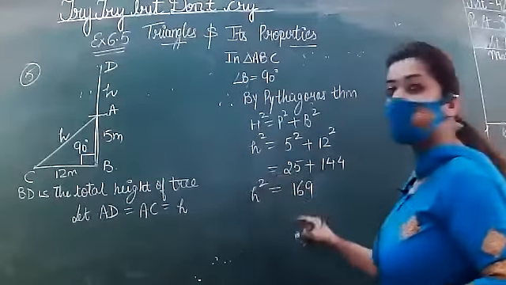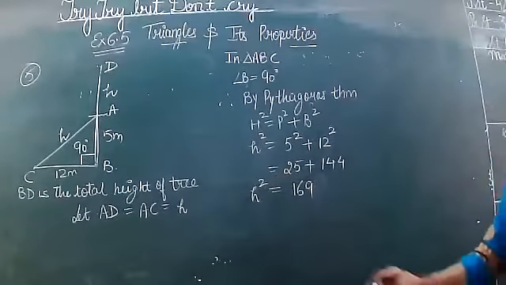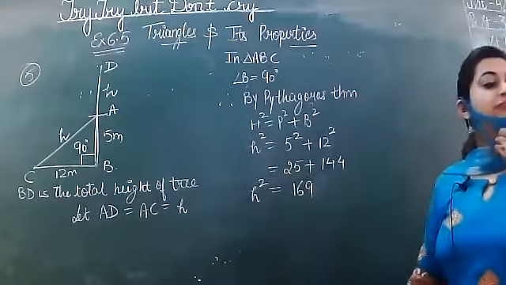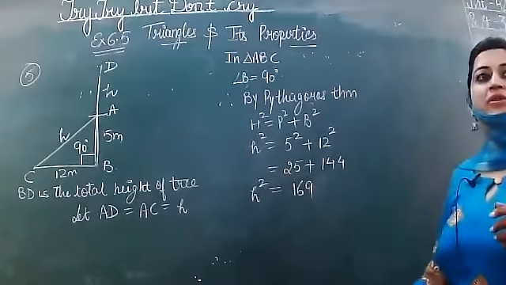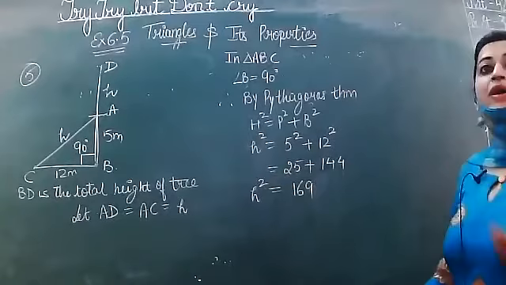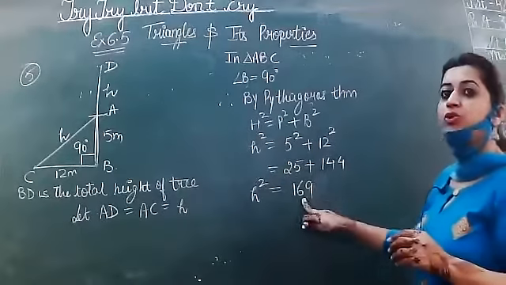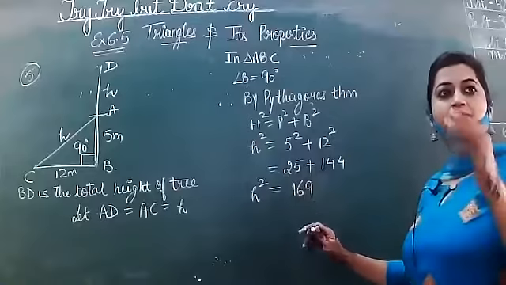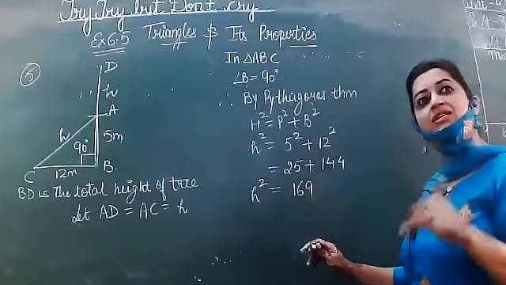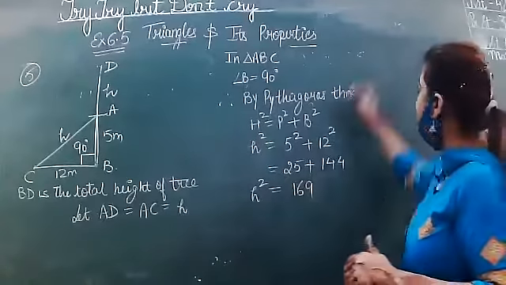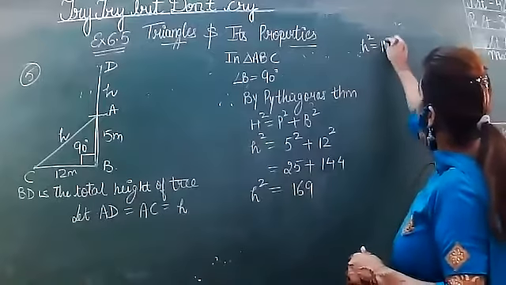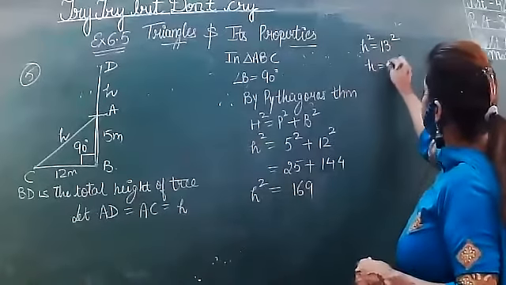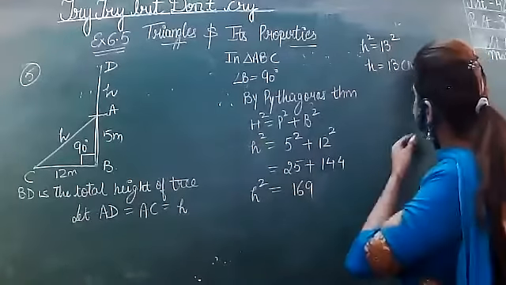Yesterday we have discussed this. Who will tell me the square root of this? It is the root of which number? Square of 13. इसको square root बोलते हैं. तो यहाँ से क्या आ जाएगा? H square is equal to 13 square. H is equal to 13.